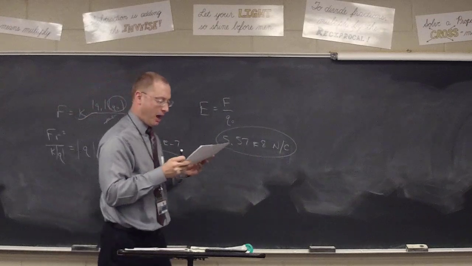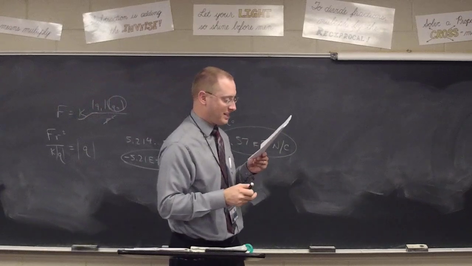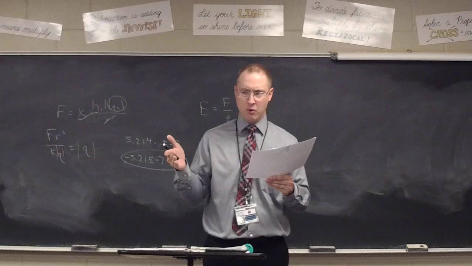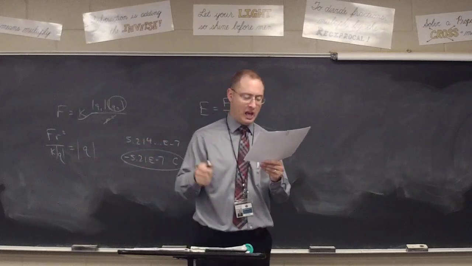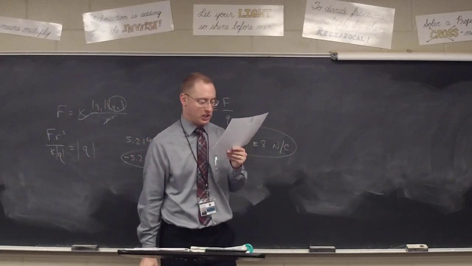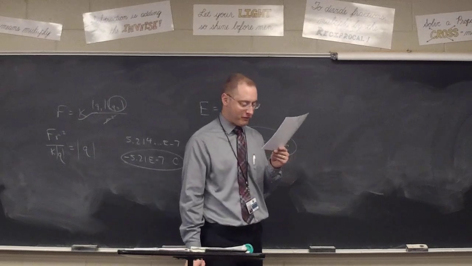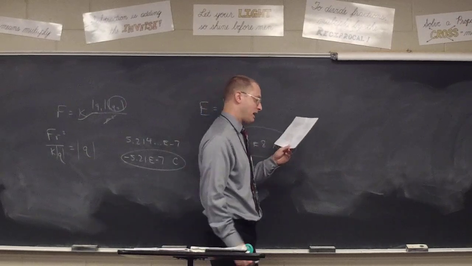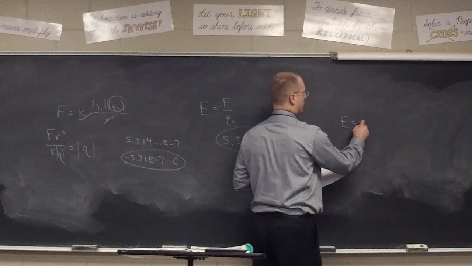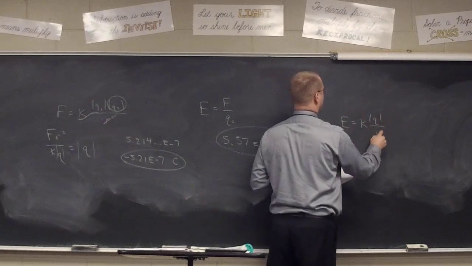And for the last problem, an object with an electric charge of 7.93 microcoulombs. Again, what's micro? E negative 6. It hangs from a silk thread. What is the electric field strength of this object at a distance of 12.5 centimeters? What equation did we need, Michael? E equals K times the absolute value of Q over R squared.